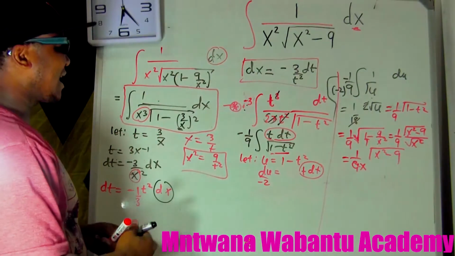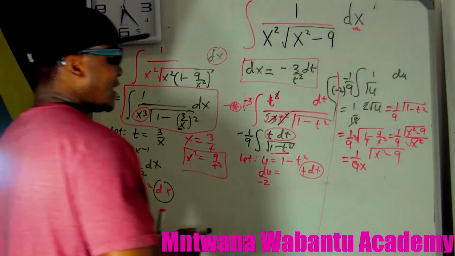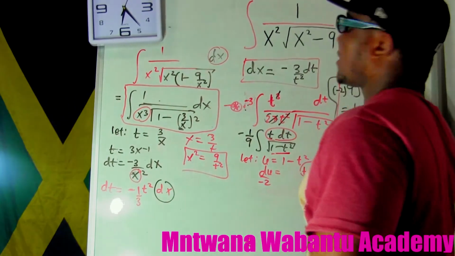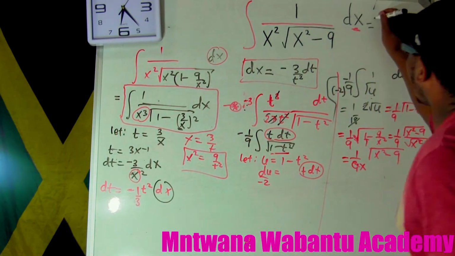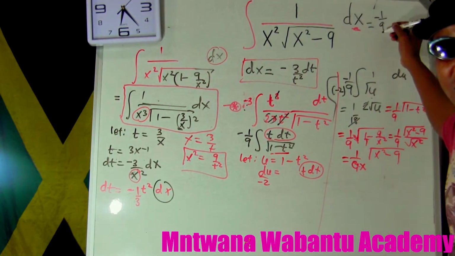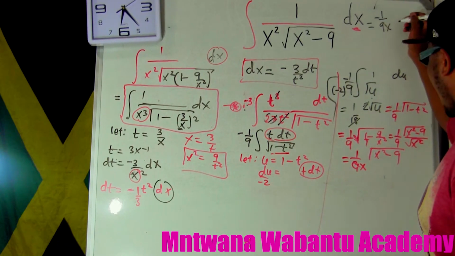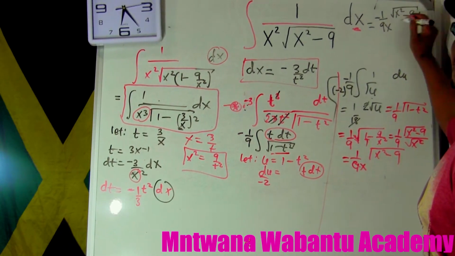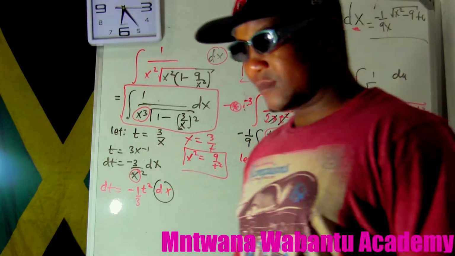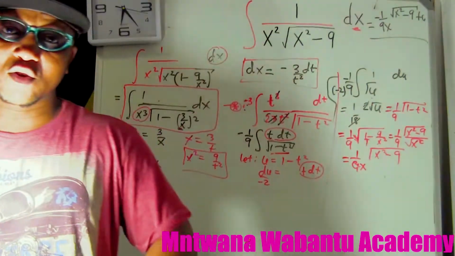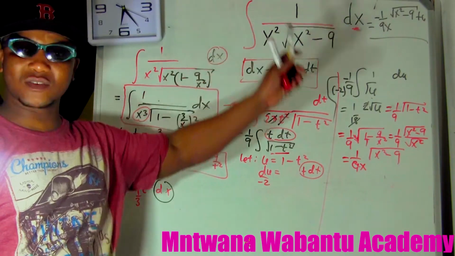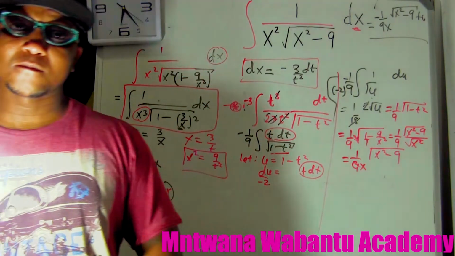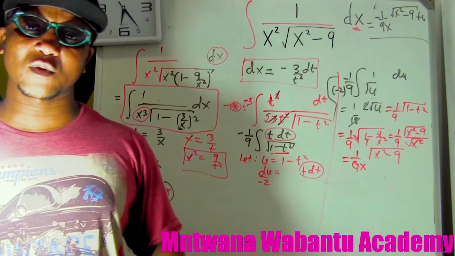So if you take all this stuff here and integrate, it's going to finally give us negative 1 over 9x, and then square root of x squared minus 9 plus your constant. Don't ever forget to add your constant. You know why? Because we do not have a limit. So look, that's how I approach this question.